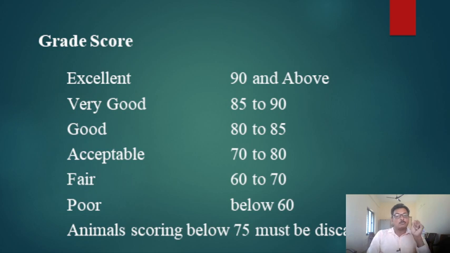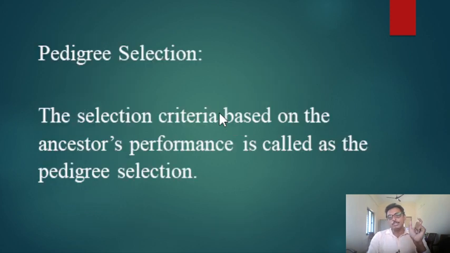If it got only 70 to 80 marks, then it should be an acceptable animal only. If it got 60 to 70, it's only a fair animal. If it got below 60 points, then it should be treated as a poor animal. And if you want to gain a good profit in the dairy, you have to discard the animal which got below 75 points. That is the main theory inside this. This is about the individual selection.